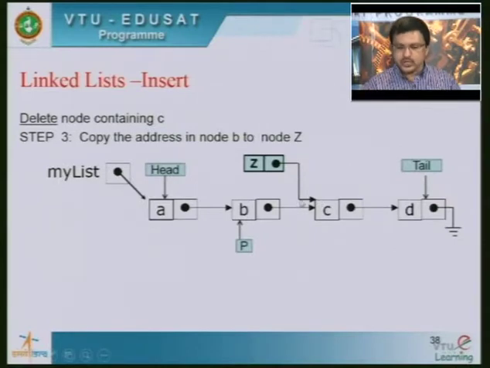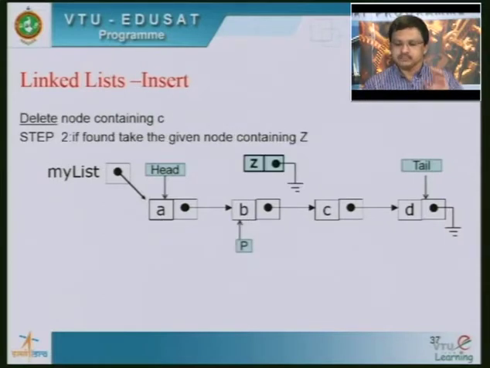Now, what I do is I take the pointer to Z and put it here. Okay, I get that. So, that becomes the list now. A is followed by B, B is followed by Z, Z is followed by C. The sequence of operation, let us revisit it once again.